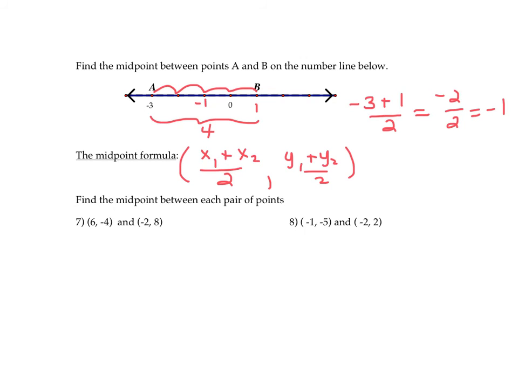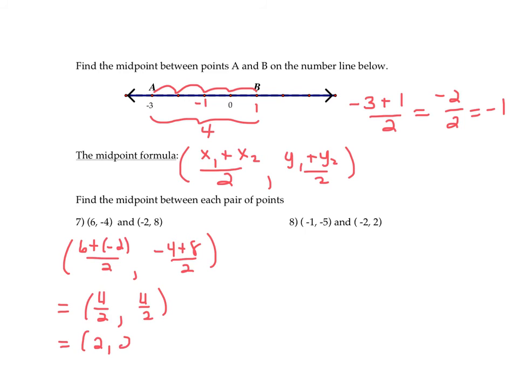So I'm finding the midpoint between each pair of points. We'll just take and add the x's. 6 plus negative 2 divided by 2, and negative 4 plus 8 divided by 2. 6 plus a negative 2 is 4. We still have to divide that by 2. Negative 4 plus 8 is 4 divided by 2. And our midpoint is at 2, 2.